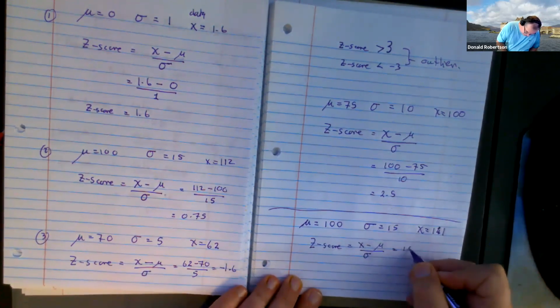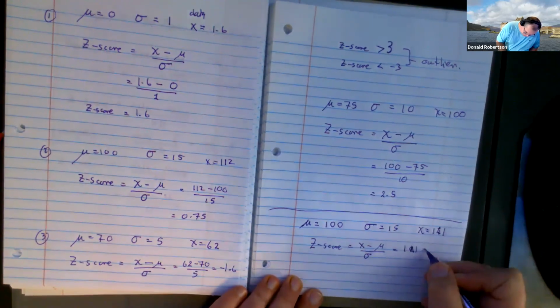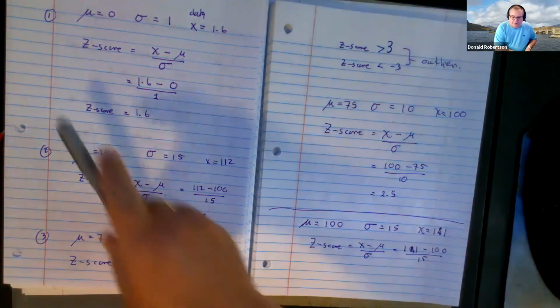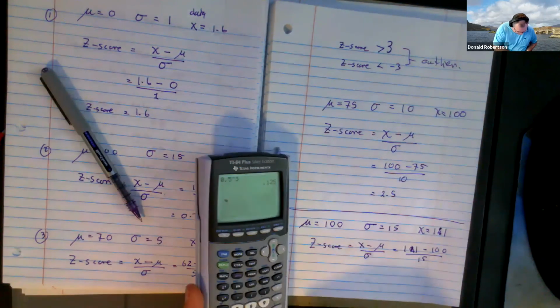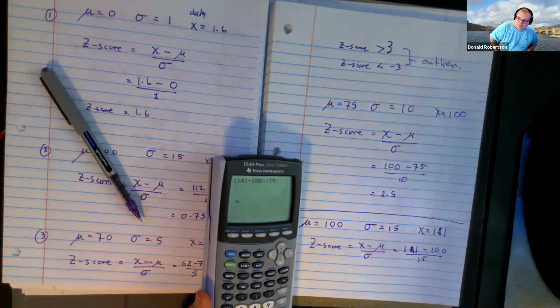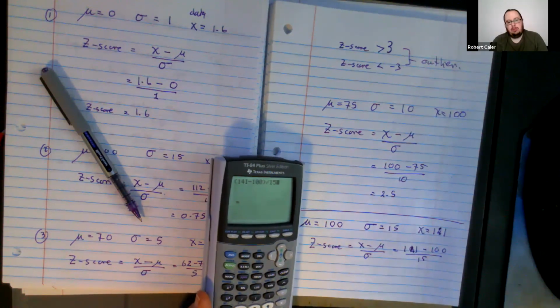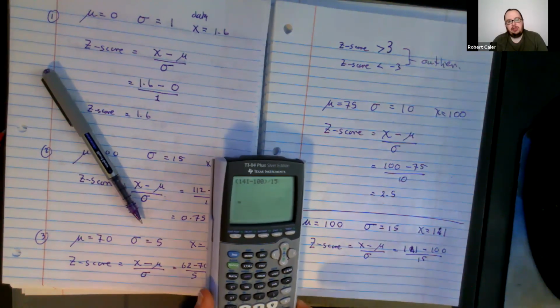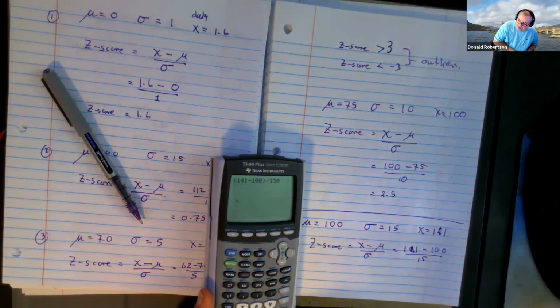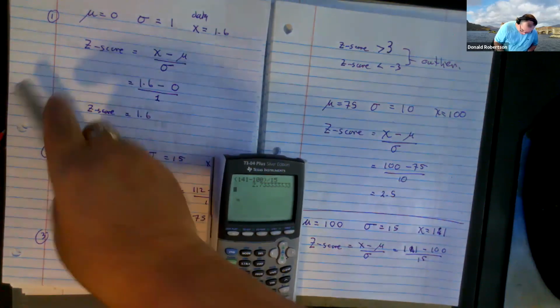And you take 141, subtract 100, then divide by 15. Oh, do it on the calculator. Why am I putting a bracket around 141 take away 100? Why do you need that bracket? To isolate it from the calculation, because otherwise the calculator is going to divide first. Yeah, so it's to get the order right. And the answer I have here is 2.73.